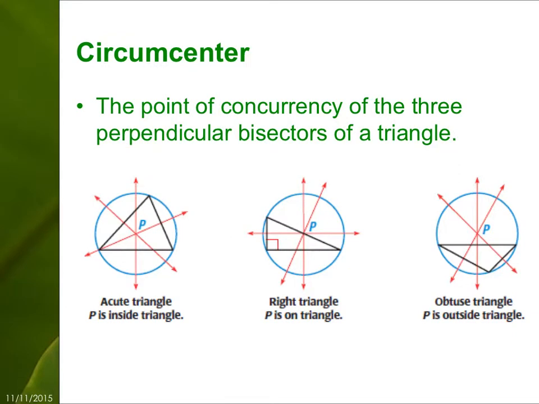All right, that point of concurrency has a name. It's called the circumcenter. So the circumcenter is where the three perpendicular bisectors of a triangle meet. In an acute triangle, they meet inside the triangle. In a right triangle, they meet on the triangle. This point here. In an obtuse triangle, they actually meet outside the triangle. So in, on, out. Acute is in, right is on, obtuse is out.